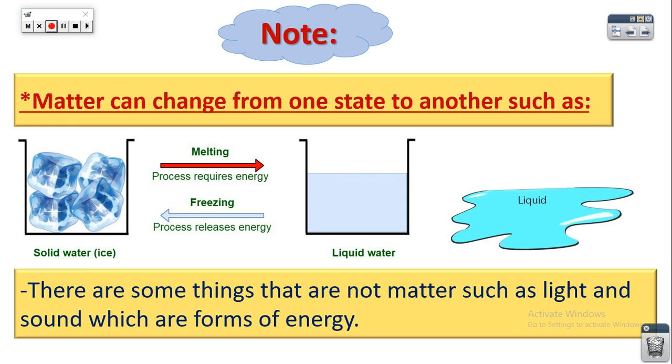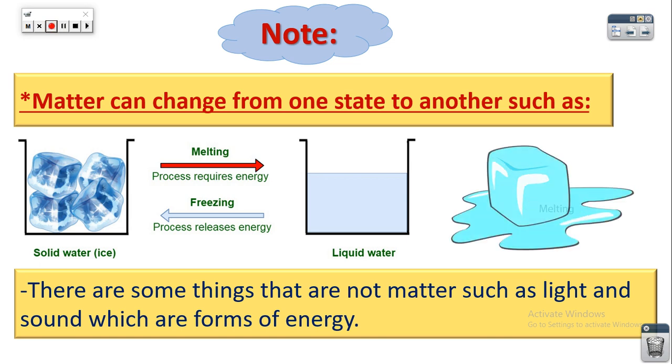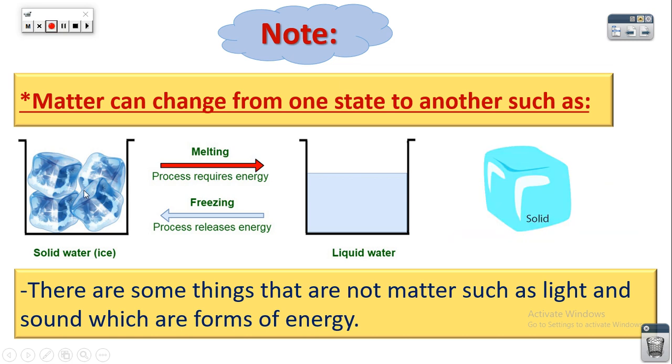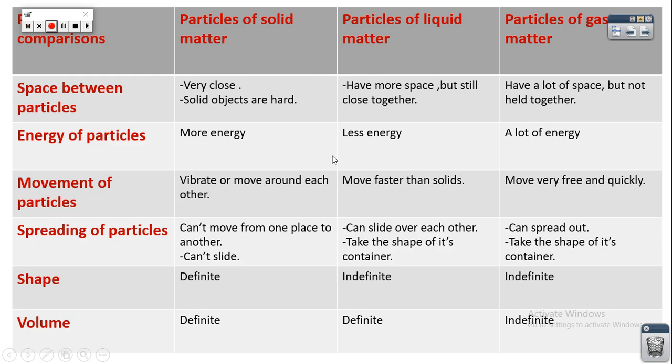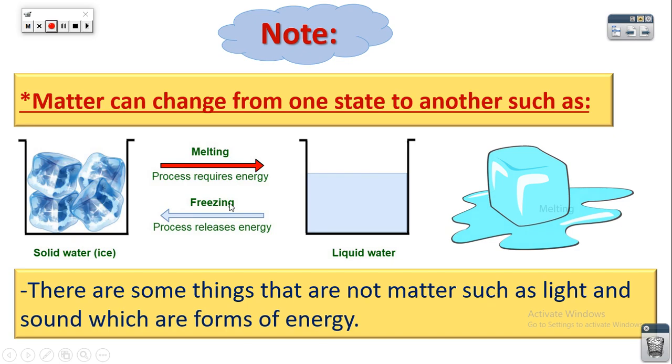If you have a bottle containing water, the water is which state of matter? Yes, liquid. And if you put it in the freezer, the water will change into ice. So the ice is solid. So when we put the water in the freezer, it changes from liquid to solid, and this process is called freezing. So when the matter changes from solid to liquid, we call this process melting. But when the matter changes from liquid to solid, we call this process freezing.